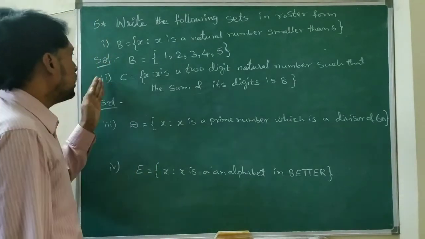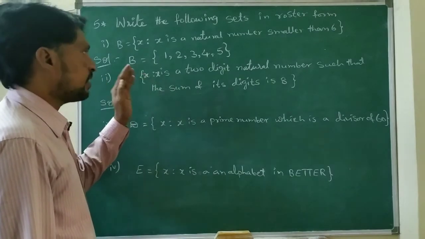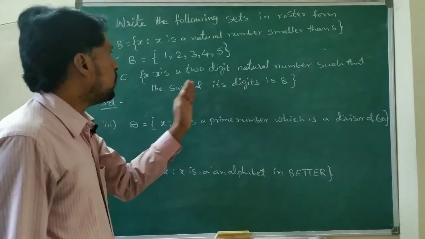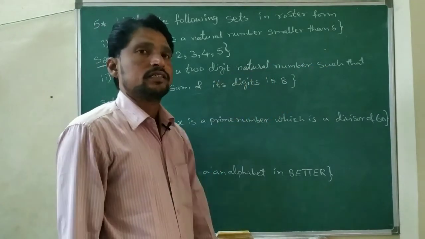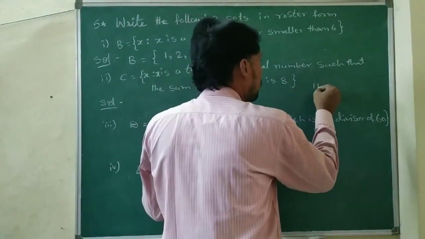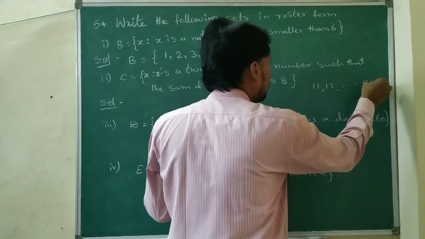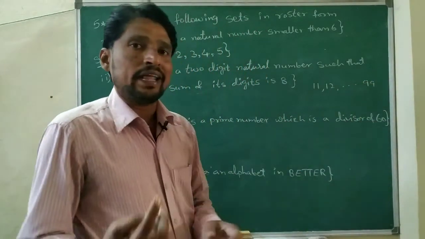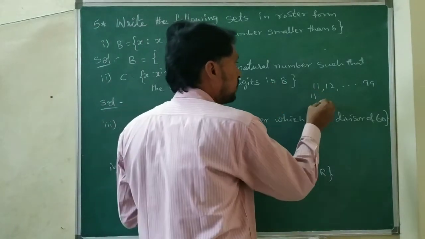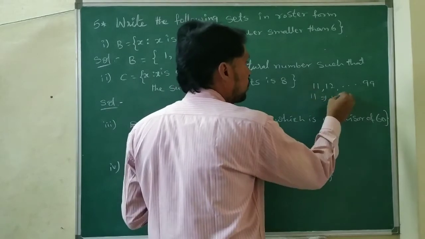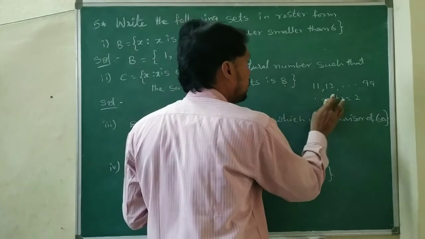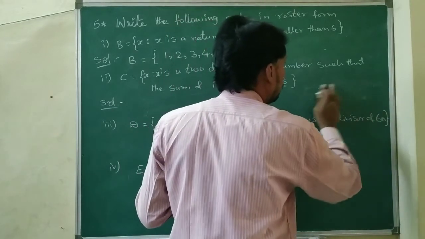What is the second? C equals x such that x is a 2-digit natural number such that the sum of its digits is 8. 2-digit numbers, you know. So what are the 2-digit numbers? 11, 12, 13, and so on up to 99 are the 2-digit numbers. If we add the digits, we need 8. For example, if I take 11, that means 1 plus 1, which is 2. But we need 8.